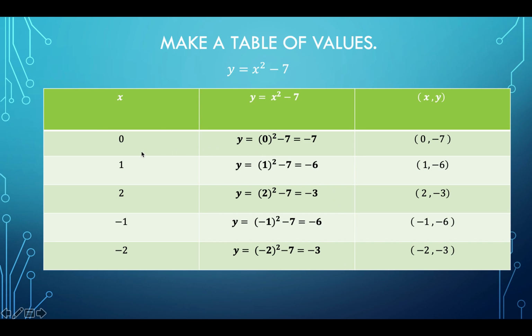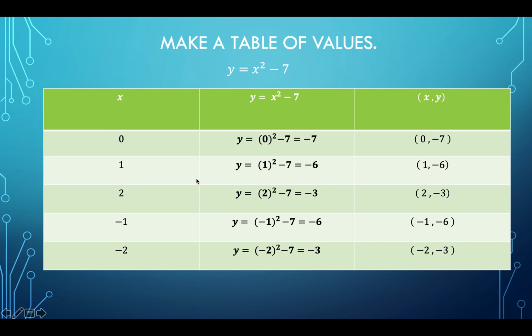So x is equal to 0. What are we going to do? Wherever there's an x, we plug in 0. So we do 0 squared minus 7. 0 squared is 0. Minus 7 gives me -7. So our coordinates are 0, -7. Then we have 1. Wherever there's an x, we plug in 1. 1 squared is 1. Minus 7 is -6. So our coordinates are 1, -6.